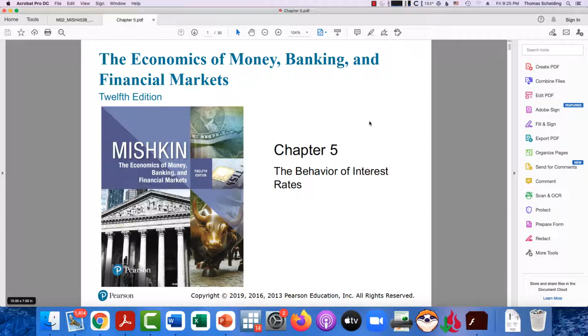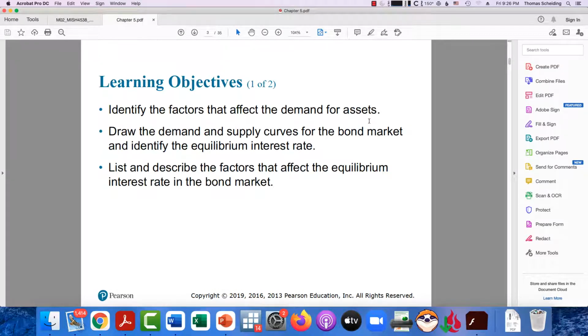Now, in this chapter, what we want to look at is how is that interest rate determined? What that does for us here is we need to go through a few steps. The first step being we need to define what is an asset, basically an asset that's going to pay an interest rate. Then we're going to look at the bond market, and we're going to look at how the interest rate is determined within the bond market. And we're going to explain both movements along the demand and supply curve as well as shifts of the demand and supply curve.